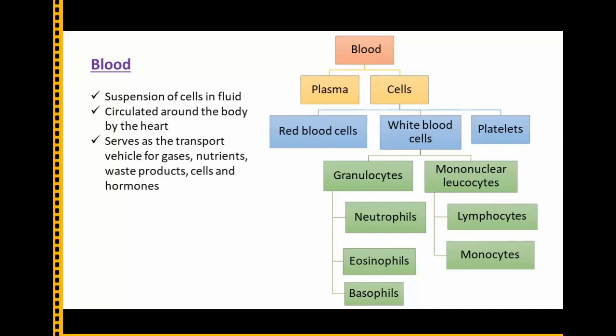Mononuclear leukocytes, there are 2: lymphocytes and monocytes. These are the main blood cells which you can see in a blood film which is taken from your peripheral blood. In disease conditions there are other types of blood cells or precursor cells which are released before maturity from your bone marrow. I am not going to discuss them here.